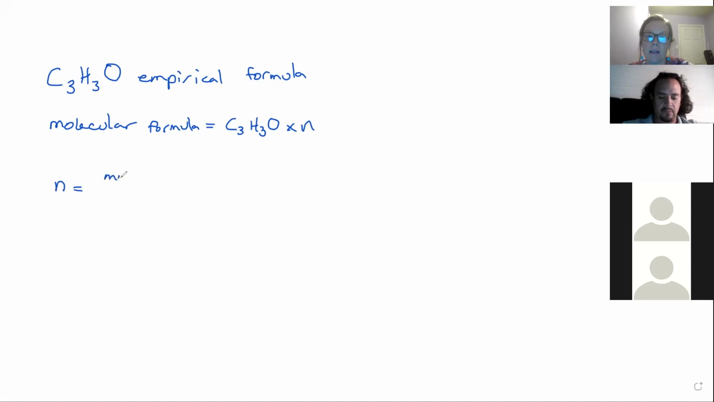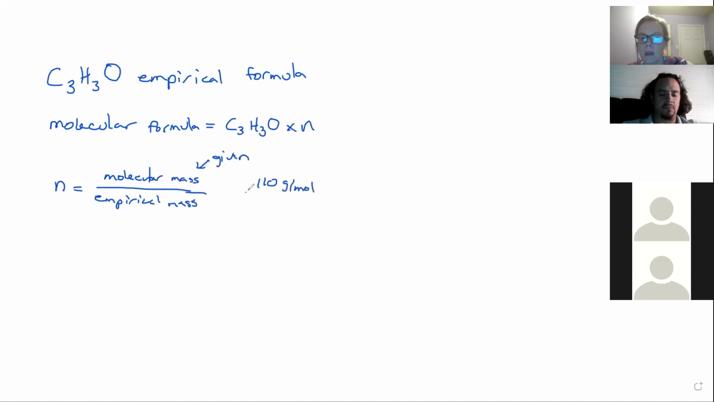So N equals molecular mass over empirical mass. Where is the molecular mass coming from? Remember, this is going to be given in the problem. So for our problem, it said it was 110 grams per mole. The bottom is empirical mass. That's coming from the empirical formula. So we need to take the mass of 3 carbons, add it to 3 hydrogens and 1 oxygen, and you should have gotten 55 grams per mole. Okay, top is given, bottom you calculate.